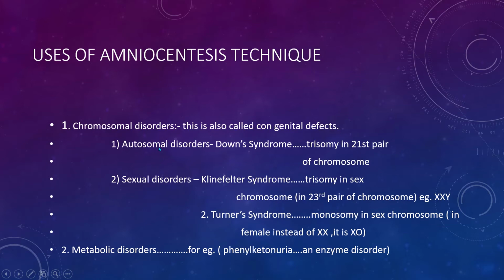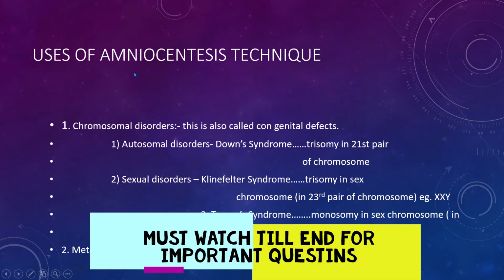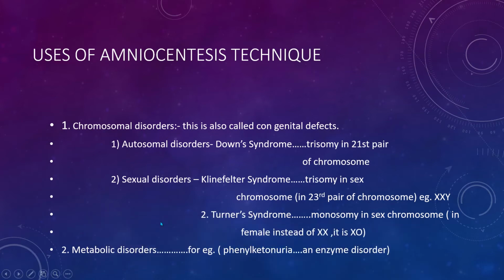So there are these types of chromosomal disorders, and we are able to identify them with the help of the amniocentesis technique. One more important use of the amniocentesis technique is detecting metabolic disorders. Some metabolic disorders are generated in the body, such as excess formation or less formation of various types of enzymes. One example is phenylketonuria. It is an enzymatic disorder, and so it is called a metabolic disorder. So these are the uses of the amniocentesis technique.